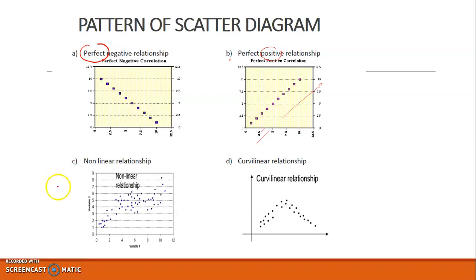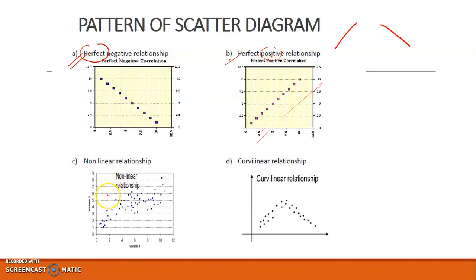Next, this is a non-linear relationship. Why non-linear? If you have a linear relationship, you will get a straight line, whether an increasing straight line or a decreasing straight line. So for graphs A and B, this is a linear relationship or linear correlation. A is a negative linear relationship, B is a positive linear relationship.